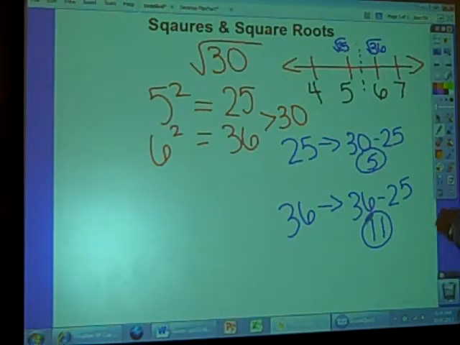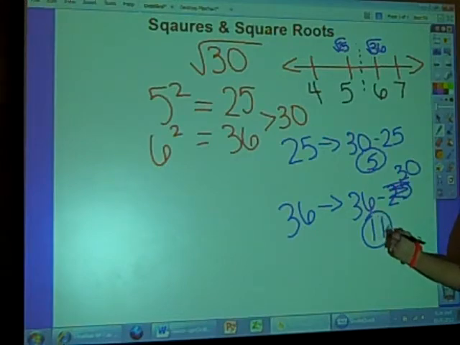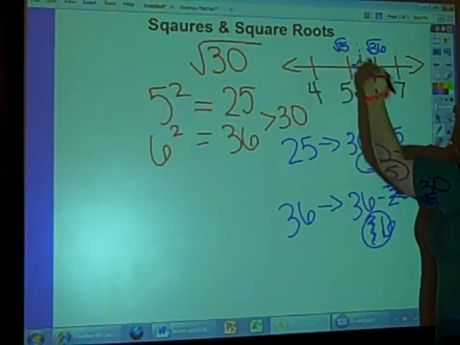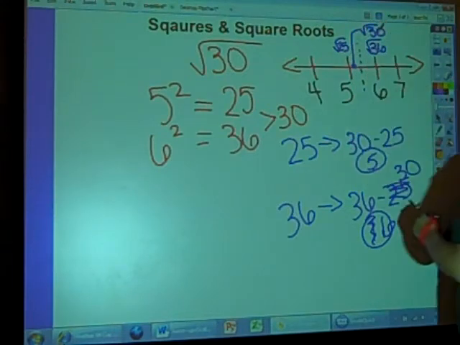Oh, I apologize. When I did 36 minus 25, we were looking for the square root of 30. So 36 minus 30 gives us 6. And 5 is smaller than 6. So we would want it in between the 5 and the halfway point. So that's where the square root of 30 lies.